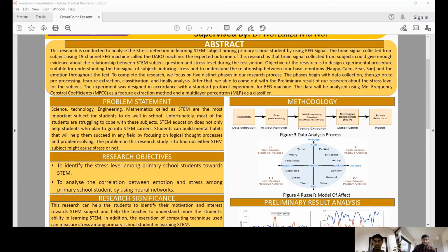When the valence and arousal are both positive, the emotion will be happy. When the valence is positive but the arousal is negative, the emotion is calm. When the valence is negative but the arousal is positive, the emotion is fear. When the valence and arousal are both negative, the emotion will be sad.